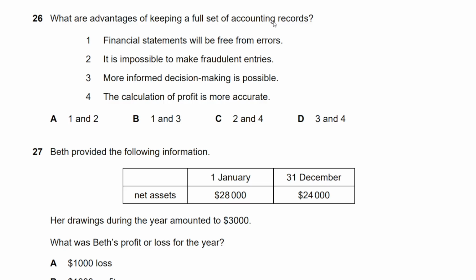We can have a full set of accounting records and still have errors. So that cannot be right. It is impossible to make fraudulent entries? Impossible? Really? No, it's not impossible to make fraudulent entries. It is possible. More informed decision making is possible.